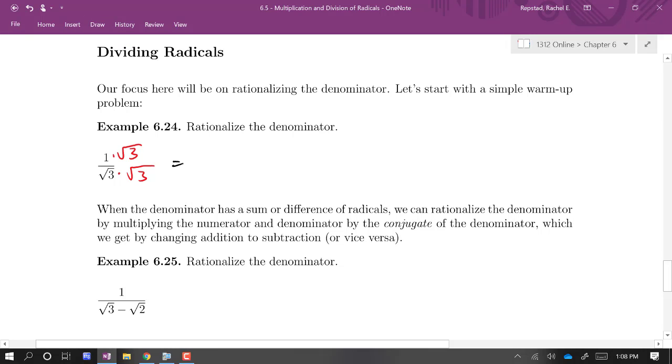And we get the square root of 3 on top. On the bottom, root 3 times root 3 is 3, and that's as far as we go. If the denominator is just a single radical, this type of approach works really well. But if the denominator involves a sum or difference of radicals, we have to modify our technique a bit.